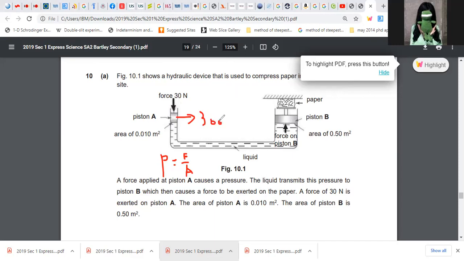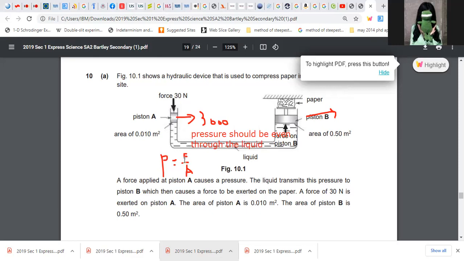Piston B. Am I supposed to find the force? So actually this pressure should be the same pressure here. The pressure should be even throughout the liquid. Do you know why?